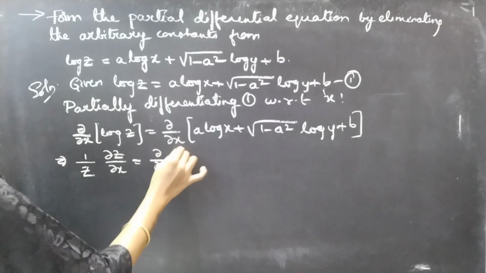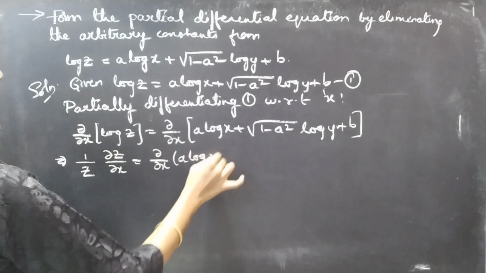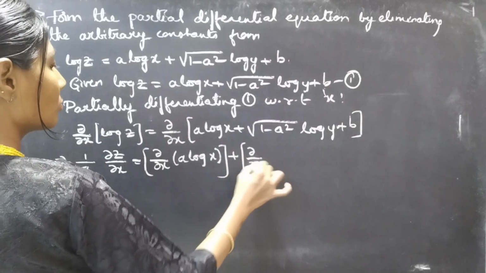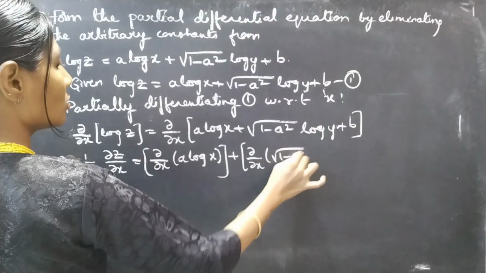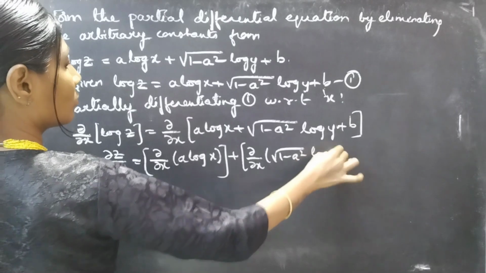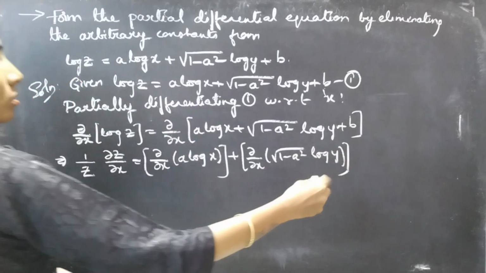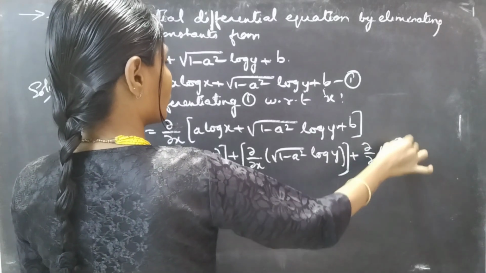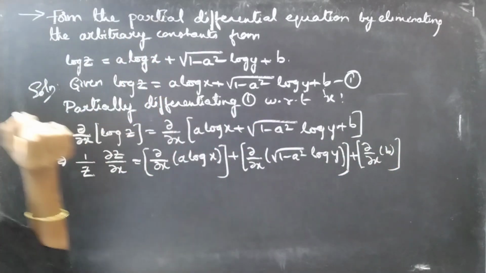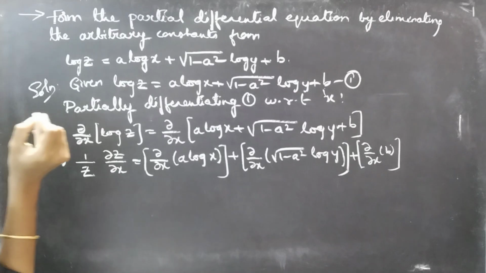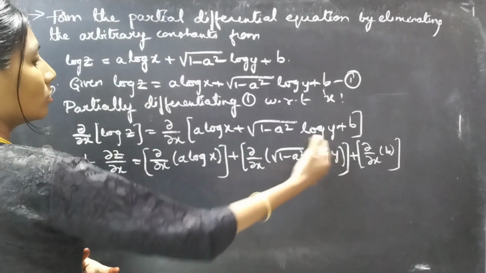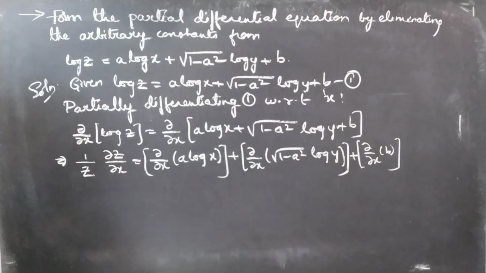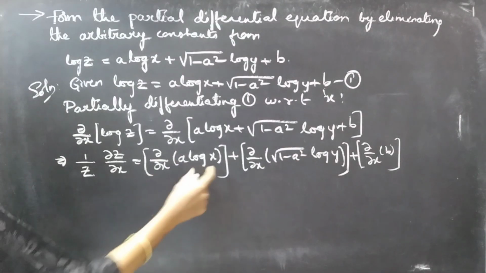partial derivative of first term of RHS plus partial derivative of second term of RHS plus partial derivative of last term. Here we are partially differentiating with respect to x, so we'll treat y as constant. Here the total term is considered as constant, so partial derivative of this term with respect to x will be 0, and we can write this term as a into partial derivative of log x.